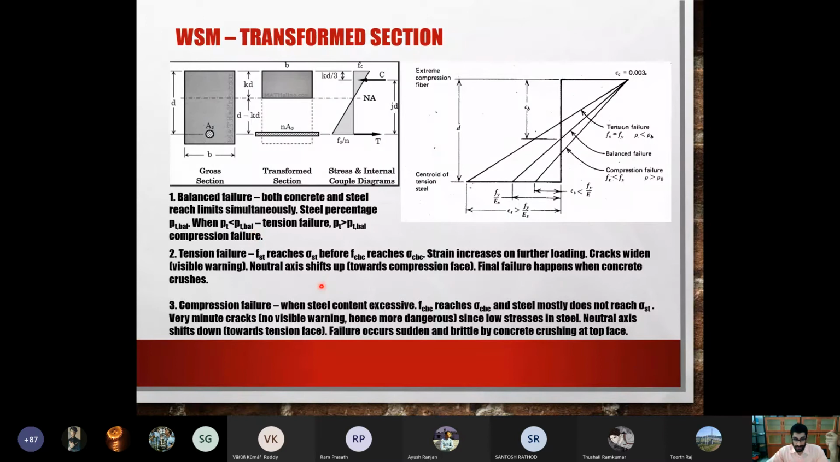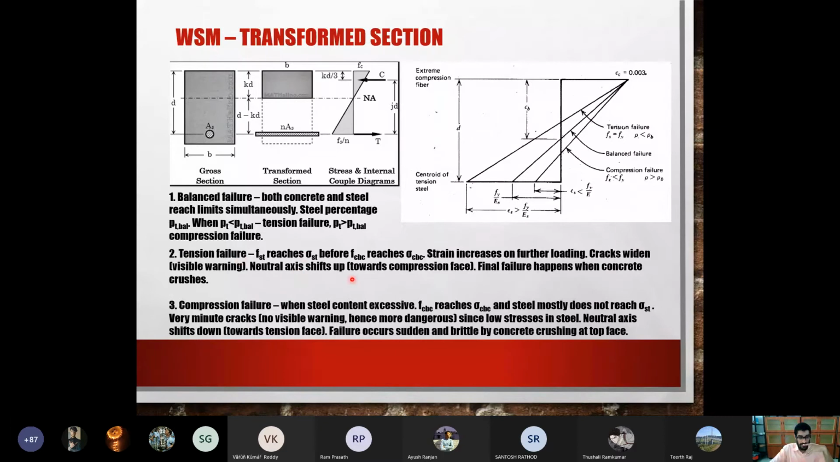So on further loading, it reaches sigma st, and if you continue to load it further, the strain will keep increasing, because steel is ductile. Even after it yields, it will still undergo some straining. That is the property of steel. It's not like concrete, where, if tension happens, it immediately crushes in a brittle manner. Steel, even after it yields, will continue to strain. It's known as ductility. Steel is a ductile material. So even after it yields, strain will keep increasing on further loading, along with some cracking.